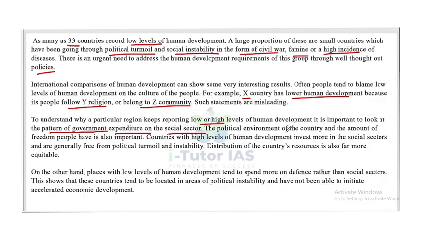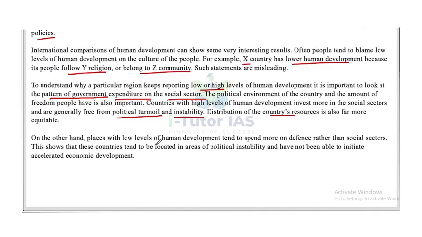The political environment of the country and the amount of freedom people have is also important. Countries with high levels of human development invest more in the social sector and are generally free from political turmoil and instability. Distribution of the country's resources is also far more equitable. On the other hand, places with low level of human development tend to spend more on defense rather than the social sector. This shows that these countries tend to be located in areas of political instability and have not been able to initiate accelerated economic development. So this is about the chapter.